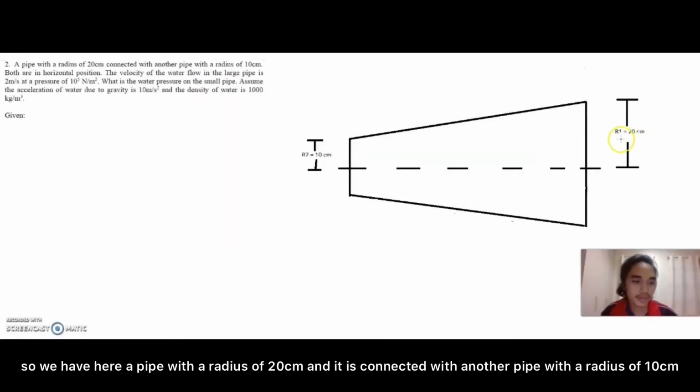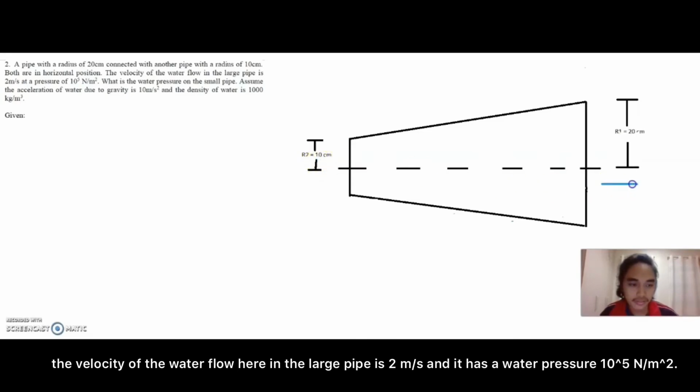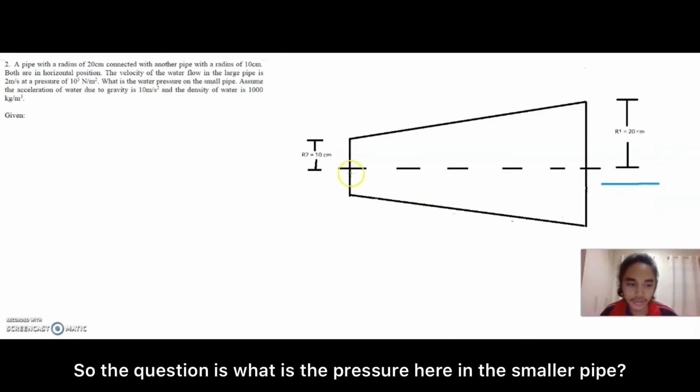So we have here a pipe with a radius of 20 centimeters, and it is connected with another pipe with a radius of 10 centimeters. The velocity of the water flow here in the larger pipe is 2 meters per second, and it has a water pressure of 10 raised to 5 Newton per meter squared. So the question is, what is the pressure here in the smaller pipe?